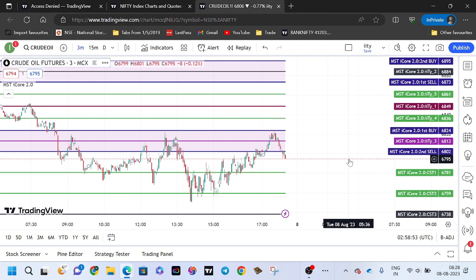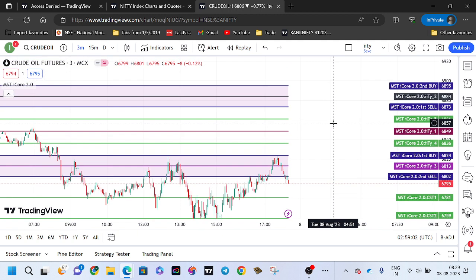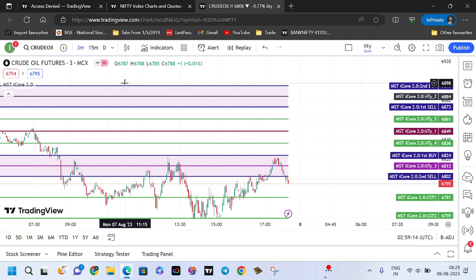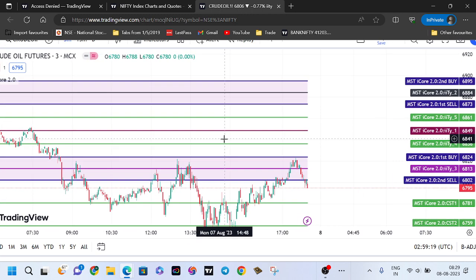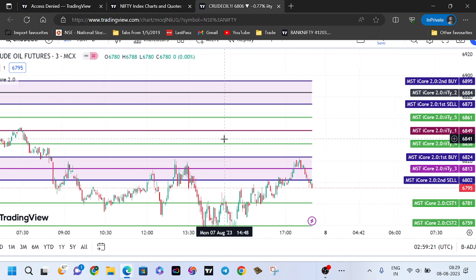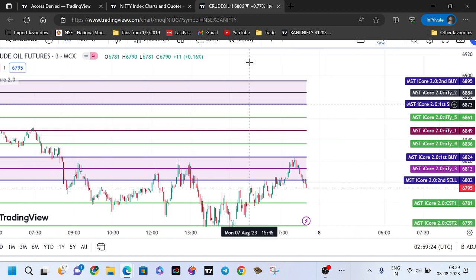Very simple. Like in CPR we used to call virgin CPR, which means what? If the current CPR is not touched, market has not touched the current CPR, then next day that CPR is called as virgin CPR. You can extend that virgin CPR, you can use it as the support and resistance. Similarly here also our support and resistance, we can call it as top CPR and bottom CPR also, because 3 lines are there. So you extend that line and you can use it for the support and resistance.